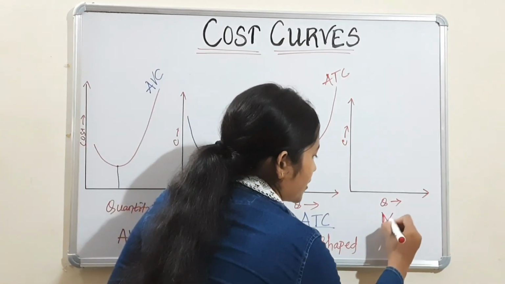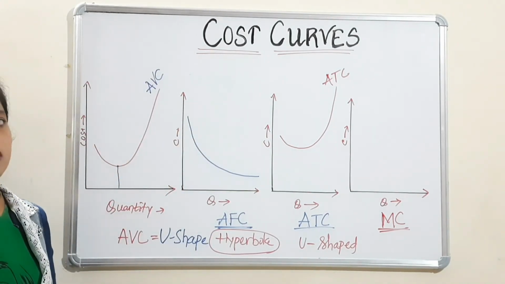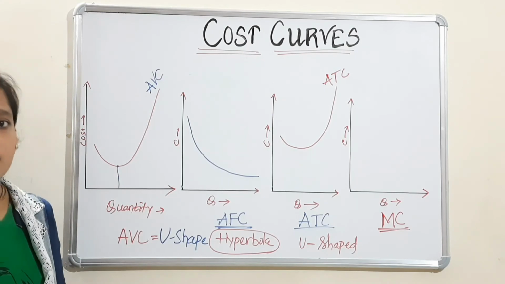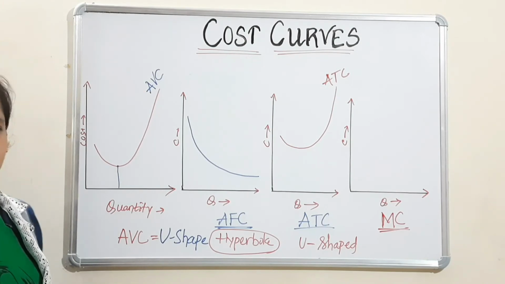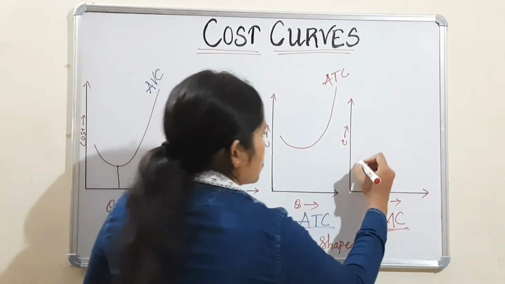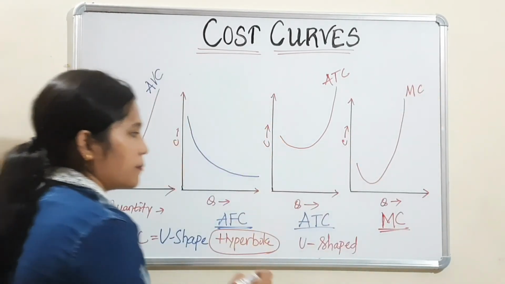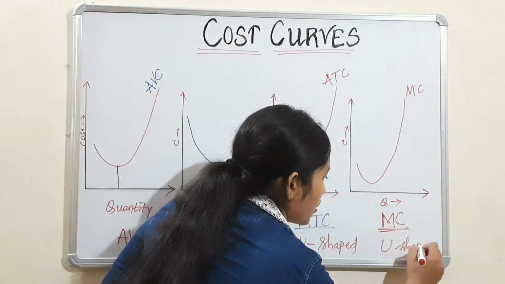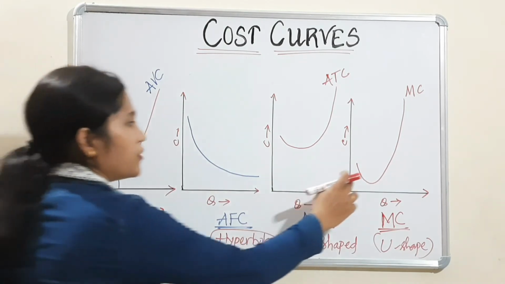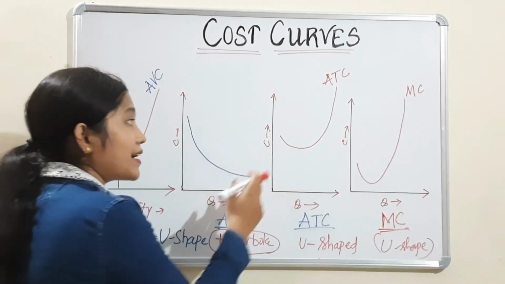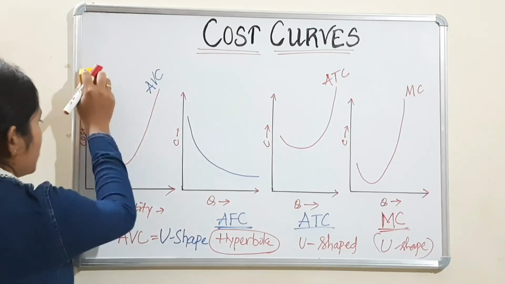Then the last one, marginal cost, which we are actually concerned about. What is marginal cost? The extra cost we expend for one extra unit of production. Clear? What is the marginal cost curve shape? It is also a U-shaped curve. But there is a thing you need to remember. When you draw the marginal cost curve, it will intersect all these curves at their respective minimum points.